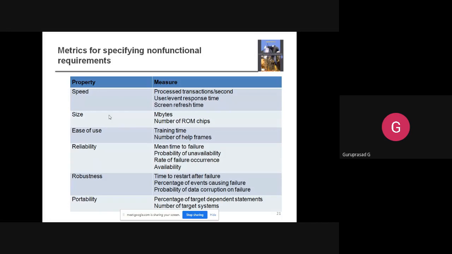What are the metrics for specifying non-functional requirements? Speed, size, ease of use, reliability, robustness, and portability. I hope I have made it very clear.